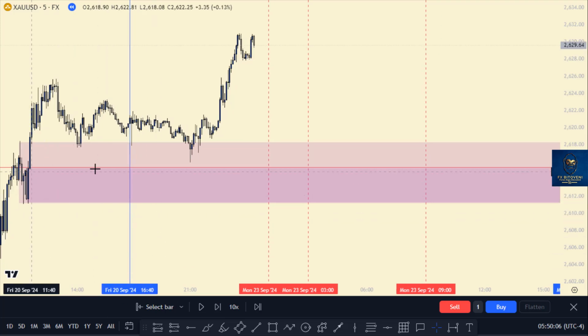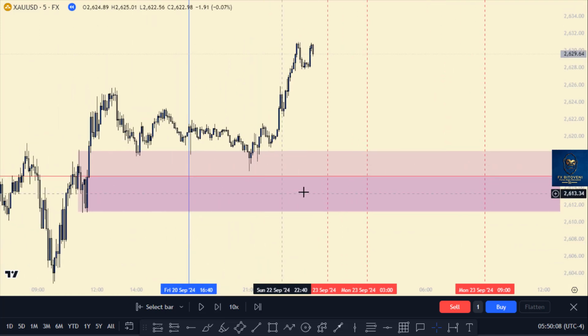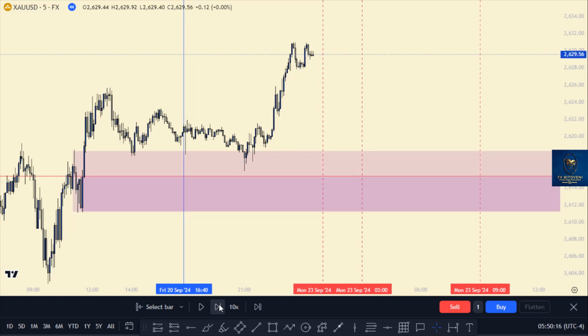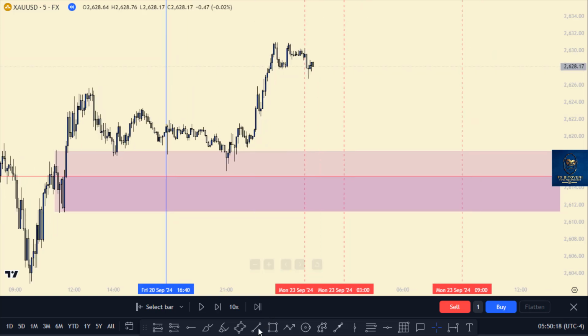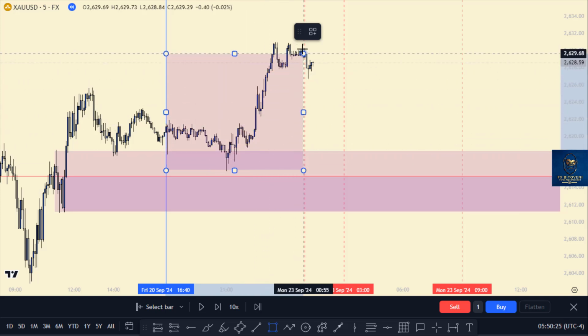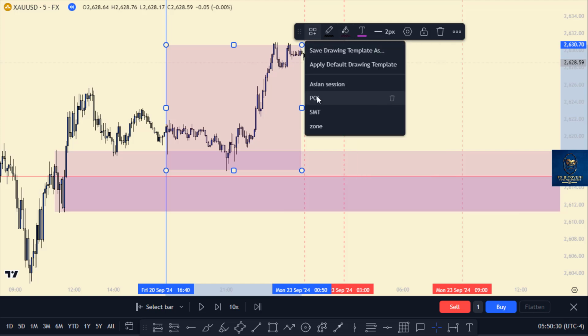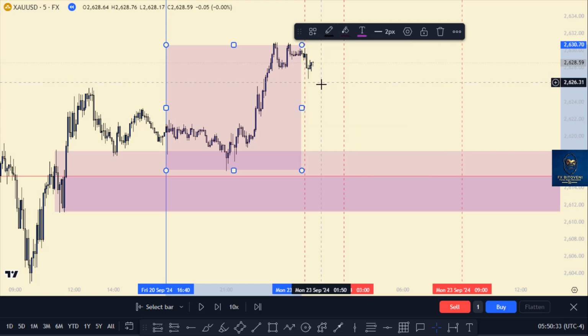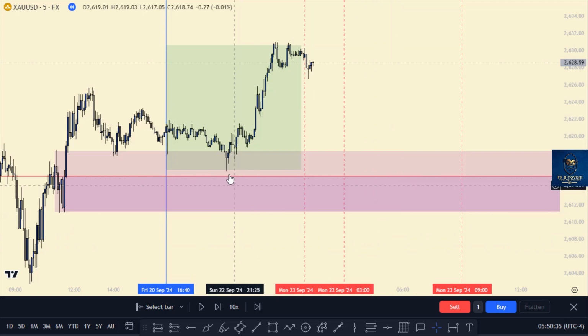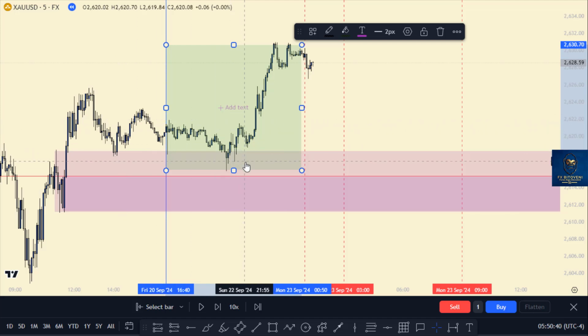There was no mitigation on our zone. Price is making a rally. Then this is what? This is Asian. Asian ends. Now you mark your Asian range. This is your Asian range. Asian range. Asian session. So we still have liquidity left behind.